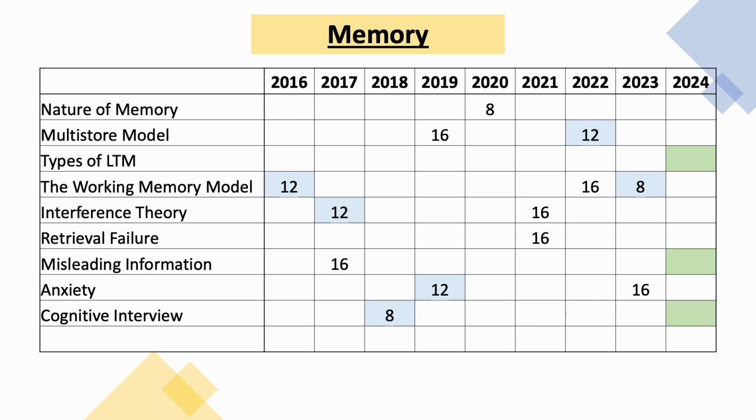Misleading information has also not come up since 2017. I'm not sure if it would come up again as a 16 marker, but possibly as an 8 marker on leading questions or on post-event discussion. The cognitive interview has only ever featured in AS. Okay, so all of those are nice little shouts for 16 markers.